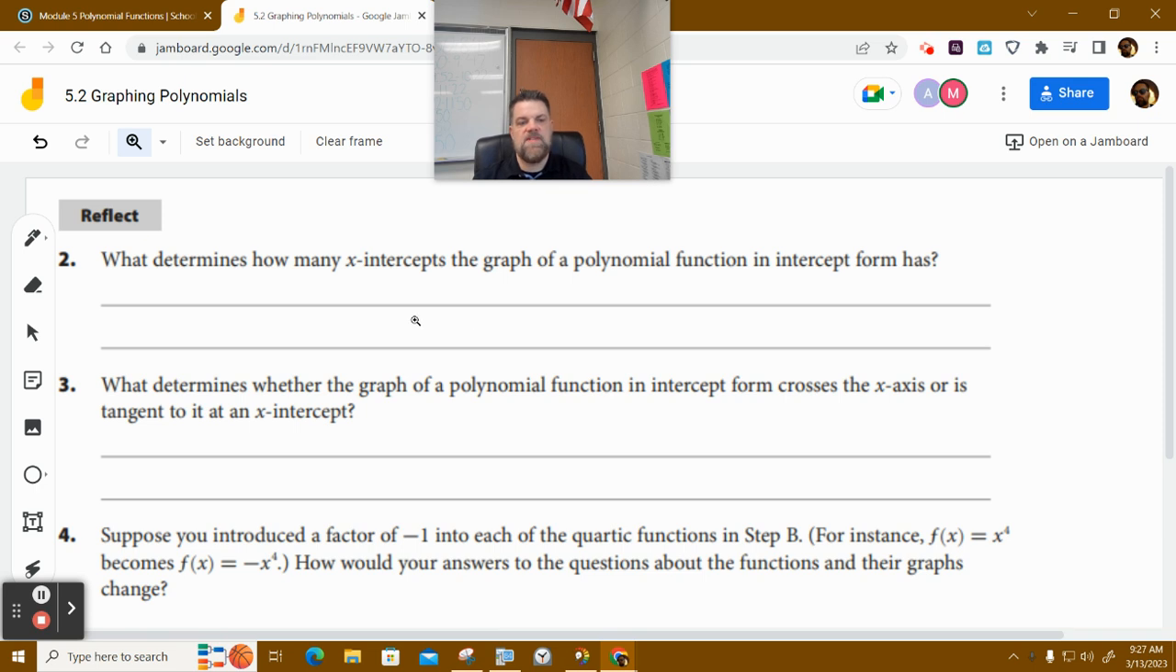Okay, so it says, what determines how many x-intercepts of the graph a polynomial function in intercept form has? So how do we figure out how many x-intercepts there were? Well, we graphed it, but just based on the function. In other words, if I wrote a function like f of x is equal to x plus 1 times the quantity x plus 2 times the quantity x minus 3 times the quantity x minus 4, how many x-intercepts would there be?